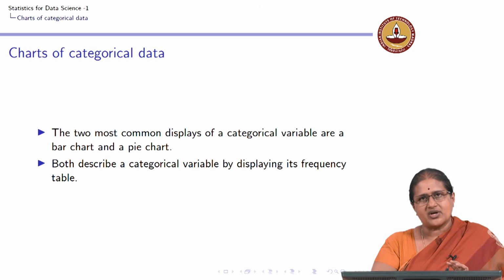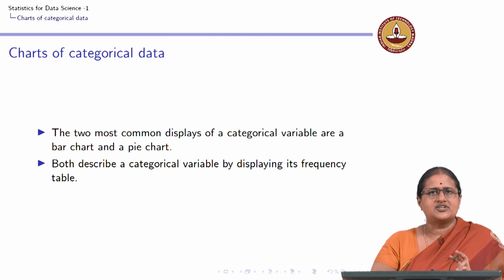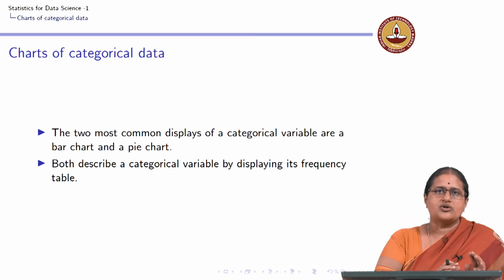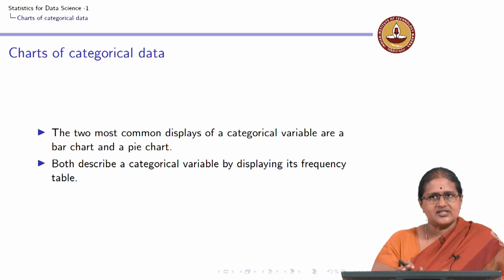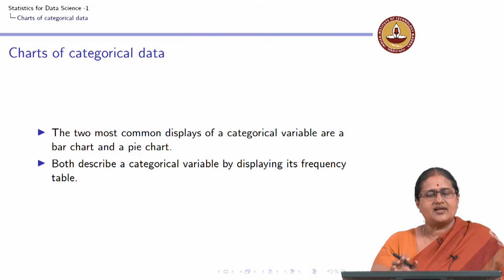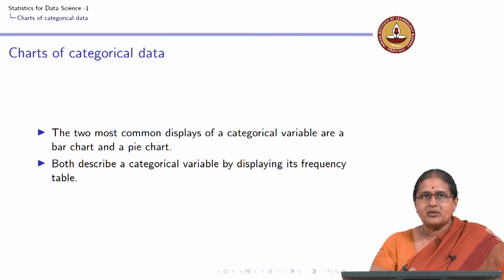So, when it comes to categorical data, the two most common displays of categorical data are a bar chart and a pie chart. Since we introduced already a frequency table, we also see that both the pie chart and a bar chart basically display the data that is given in the frequency table. What do we mean by that?